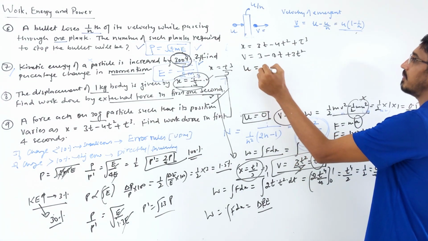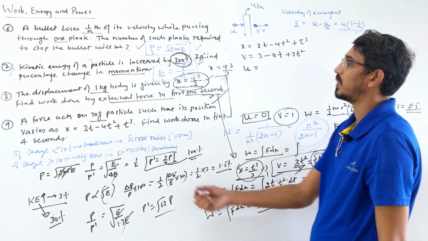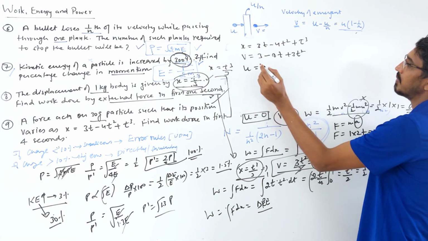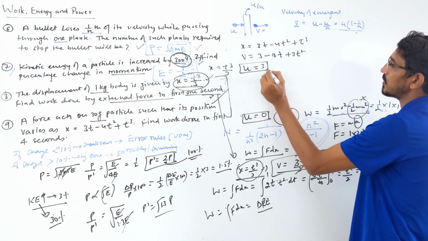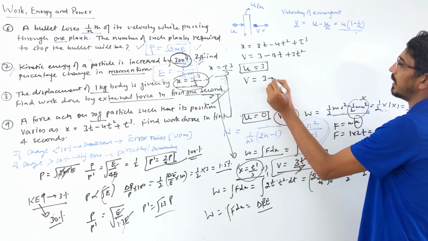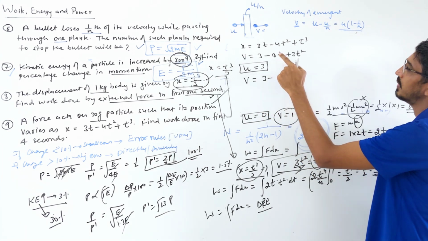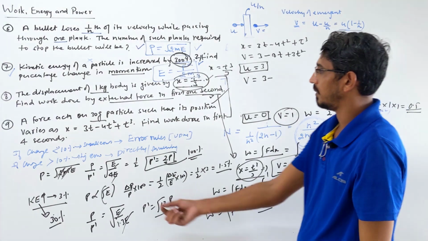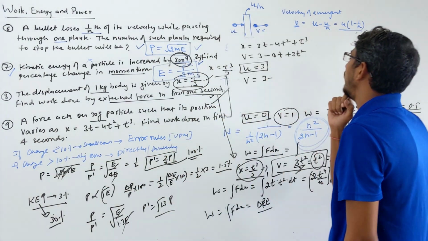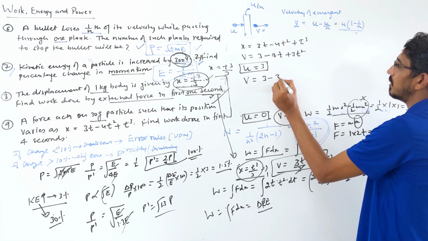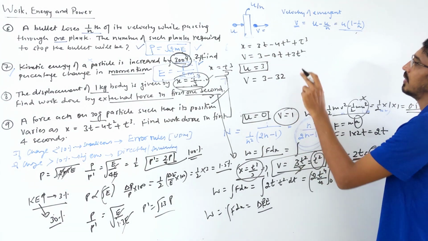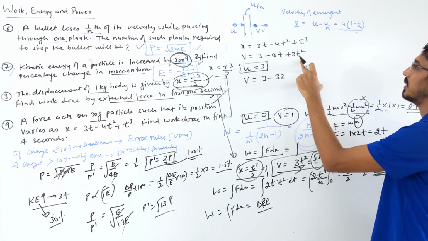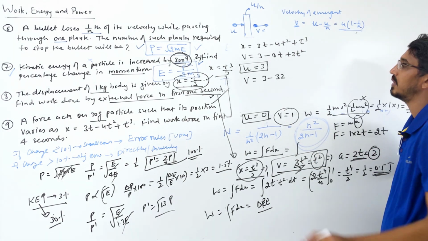What is the initial velocity? Initial time is 0, correct? We have to calculate from 0 to 4. So when you put 0, it becomes just 3. That is the initial velocity. Final velocity is 3 minus 8 into 4, putting time as 4 seconds. So 8 into 4 is 32. Then you put time here, 4 square is 16, 16 into 3 is 48.